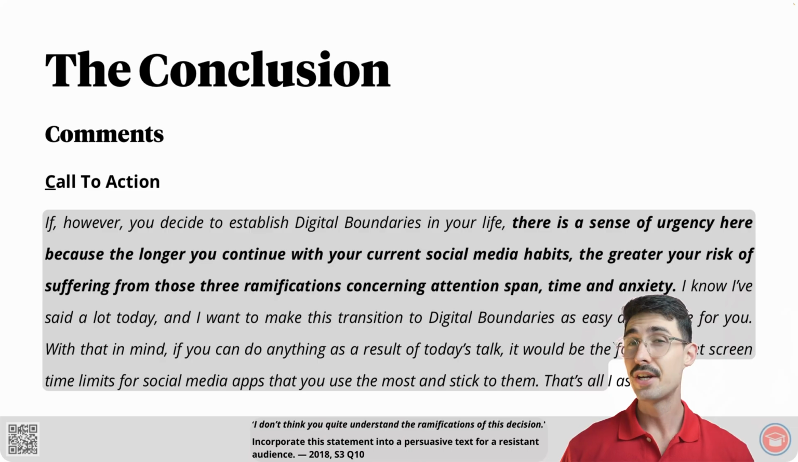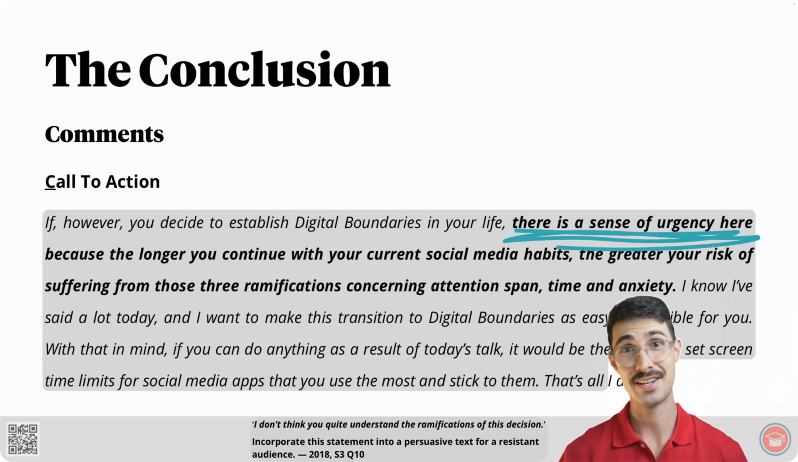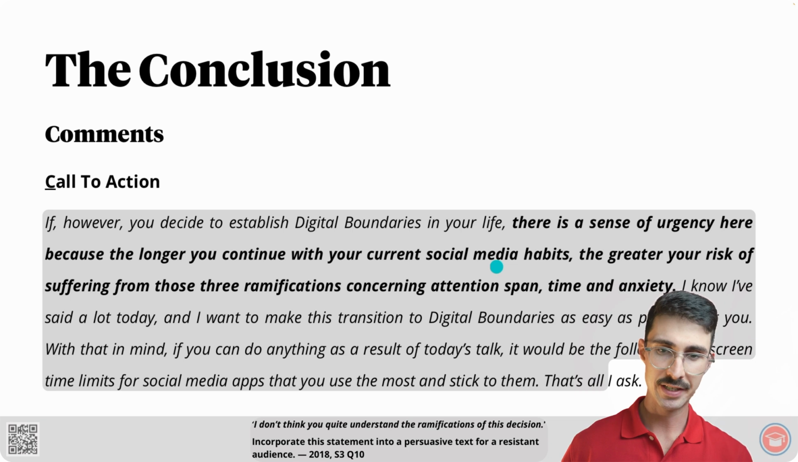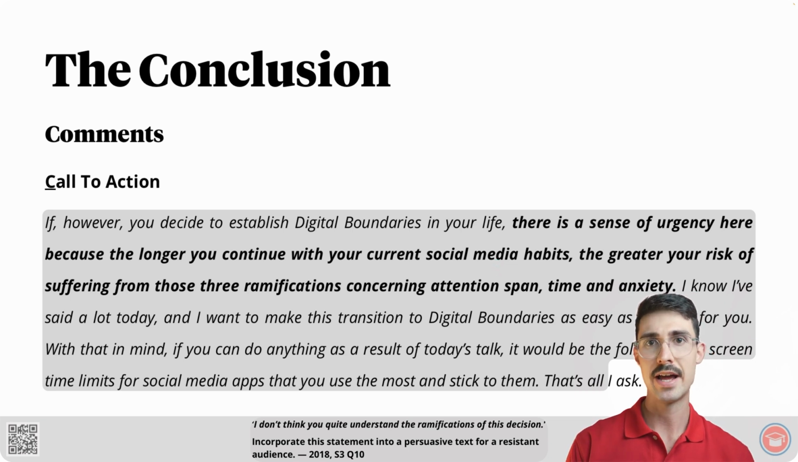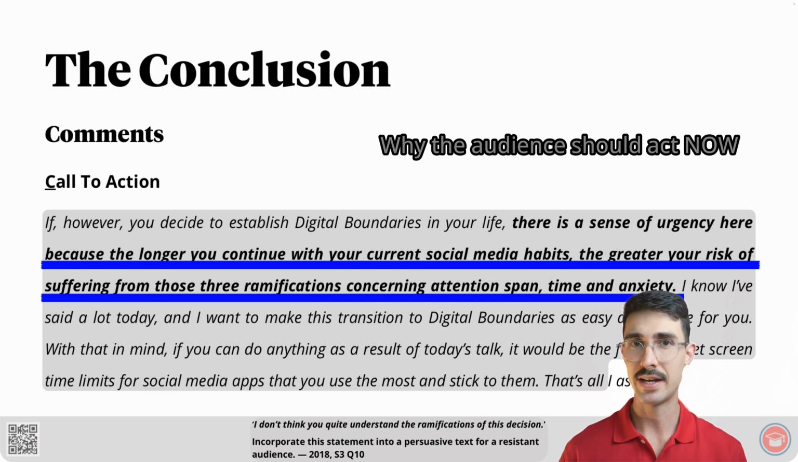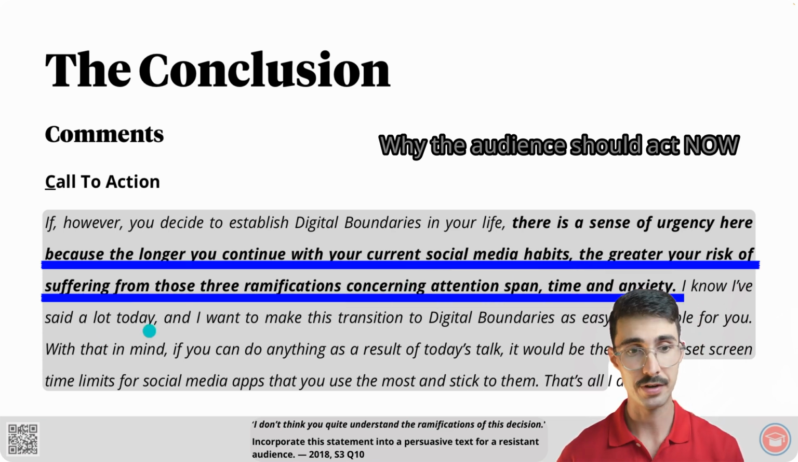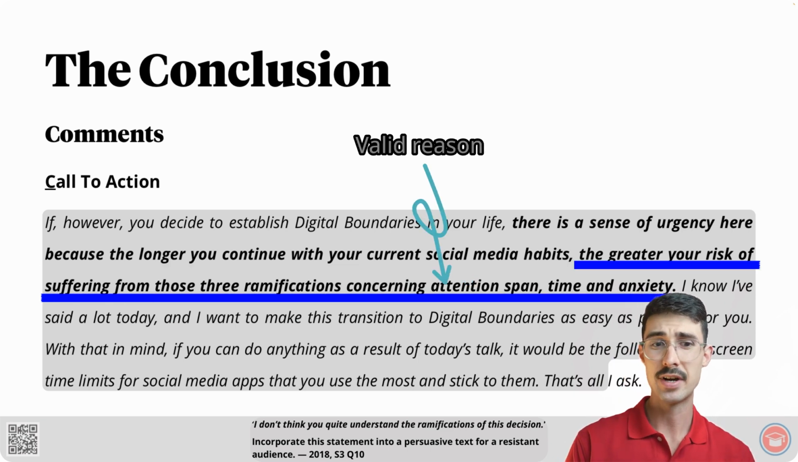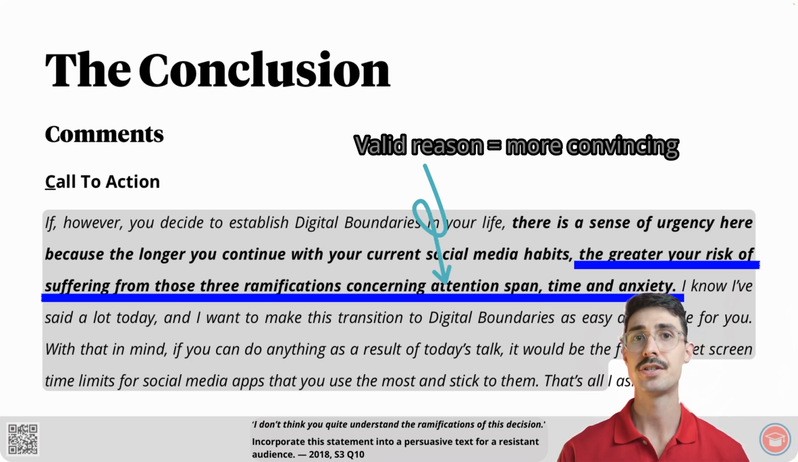But you can also convey urgency through the words you use, and if you just want to be direct with it, you can say there is a sense of urgency here. This part of the CTA also explains why there is a sense of urgency, and that's because the longer the audience waits to establish digital boundaries, the more at risk they are from suffering from these 3 ramifications. Because there is a pretty valid reason for why they should do something quickly, the audience will be more inclined to do what you've asked of them.